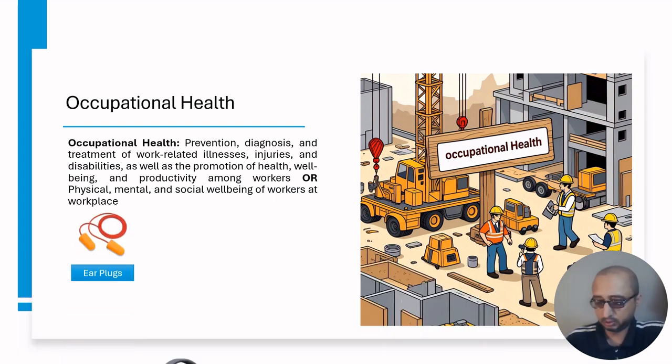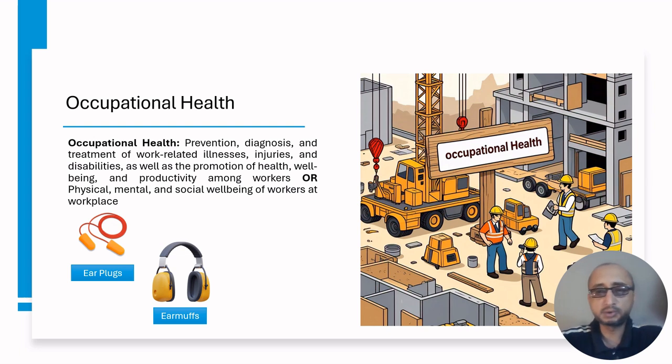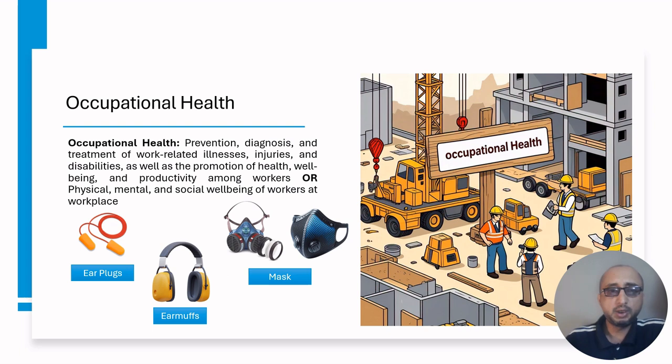Let's look at a simple example. If a worker is exposed to a noisy area, we provide them with ear plugs or earmuffs to make sure their hearing is intact and protected. Similarly, if workers are exposed to hazardous chemicals, we provide them respiratory protection, as recommended by the manufacturer, to effectively control any bad impact of such hazardous substances. Similarly, we conduct health screenings to ensure their health is intact. This is called occupational health.